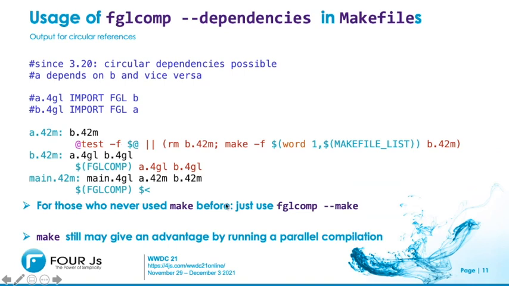Hooray, hooray. For those who never used make before, there is meanwhile a fglcomp --make switch. And this means you can just call fglcomp with this switch, and it magically does the same things intelligently like make. It knows the dependencies, it doesn't need a dependency file, and it's a single command line. So that's even easier. And of course, a very, very nice invention since 3.20.